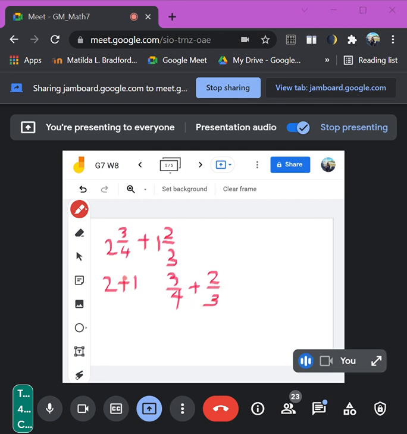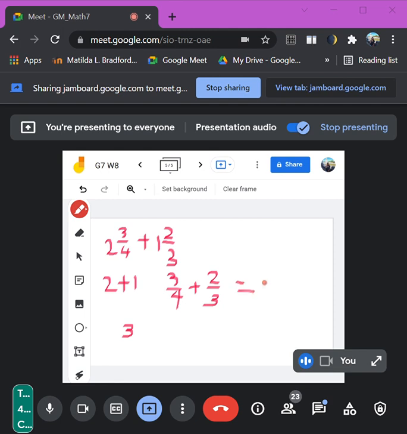The whole numbers you can add right away, that is 3. And then, class, for the fraction part, is this similar or dissimilar? Okay, very good. That is dissimilar. So we are going to find the LCD or LCM. What is divisible by 4 and 3? Okay, that is 12. So we will change them.